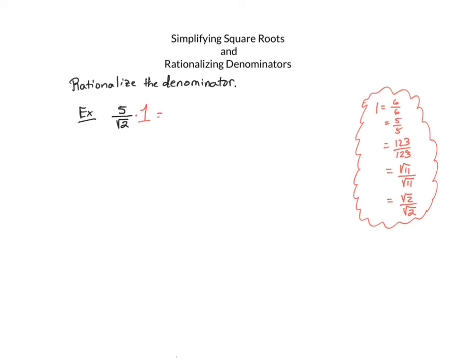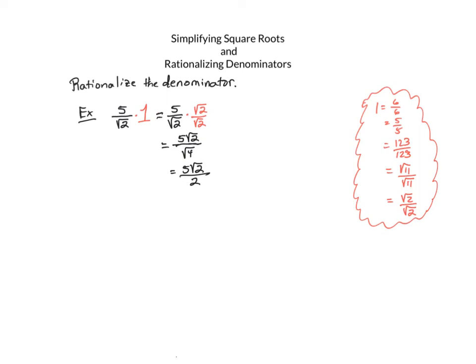I'm still looking at this problem, 5 over the square root of 2. And I'm going to choose to multiply it by square root of 2 over the square root of 2. Now in the numerator, 5 times the square root of 2 is just 5 square root of 2. But in the denominator, I have square root of 2 times the square root of 2. That's the square root of 4. But the square root of 4 is just 2.